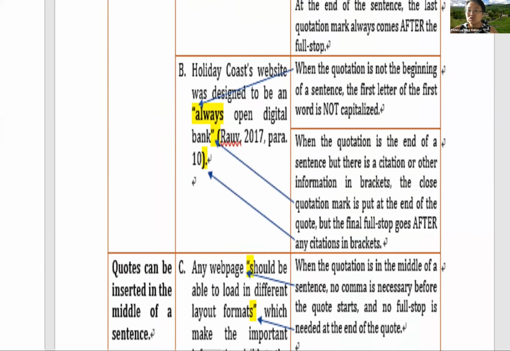And same thing, sometimes you may not want to use the whole sentence, maybe just half of the sentence of the quote, then do the same thing. So always open digital bank is just half the sentence. Now, but please pay attention to the punctuation.